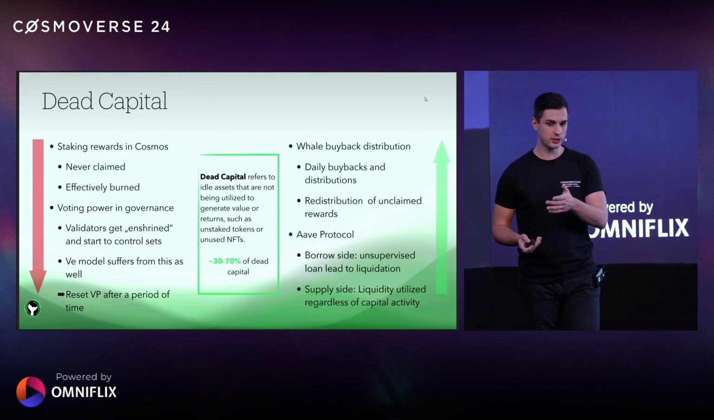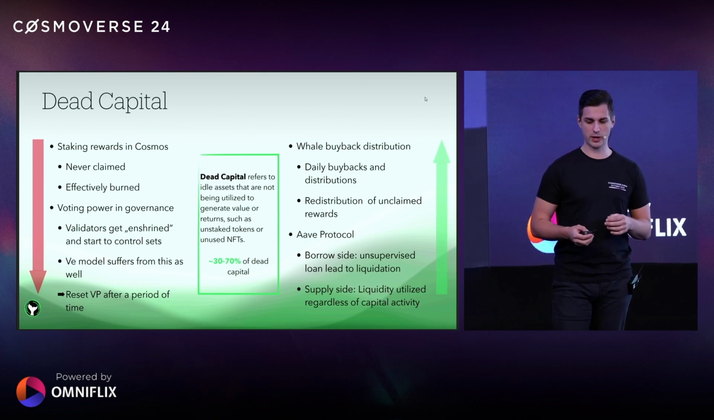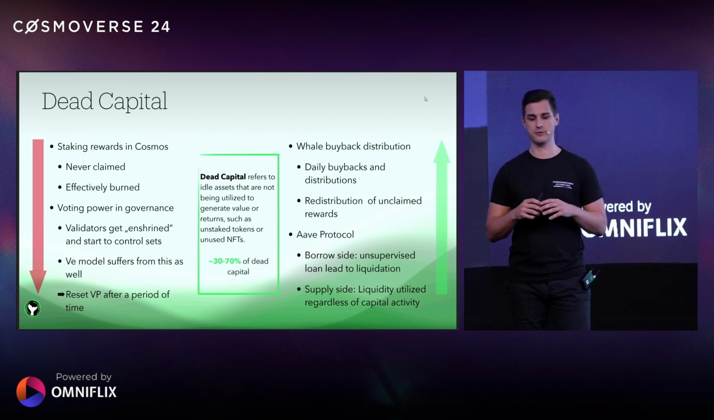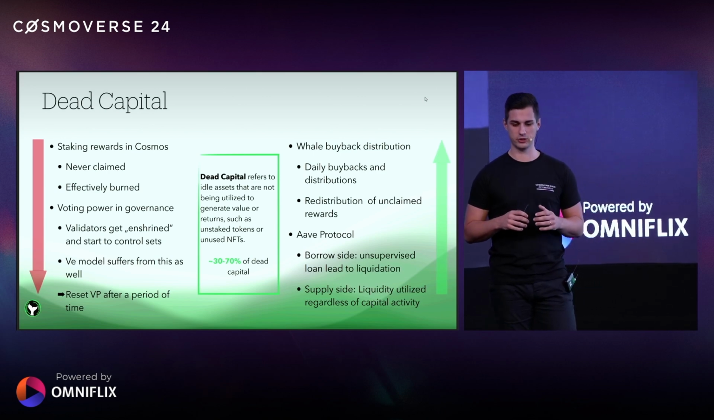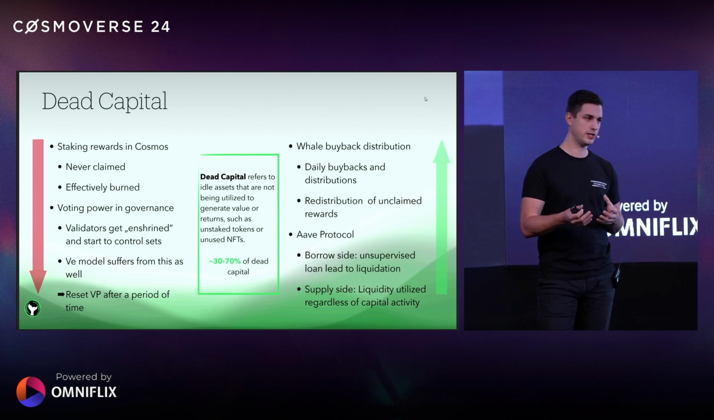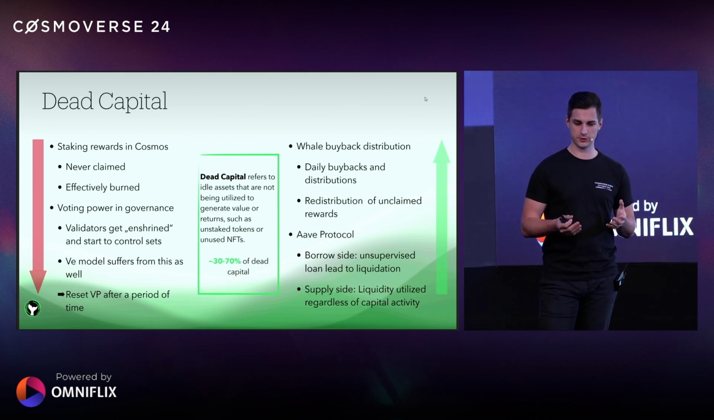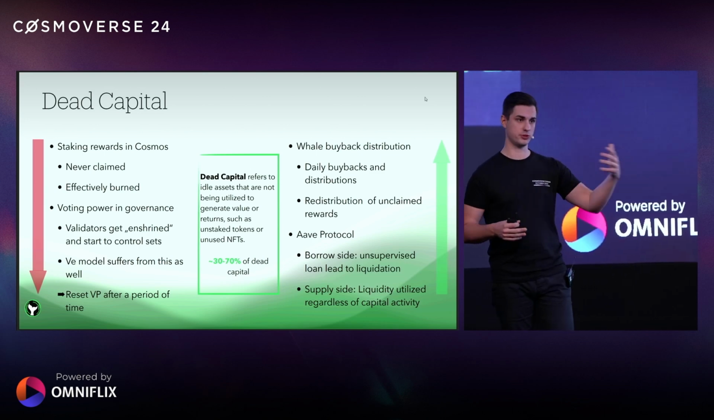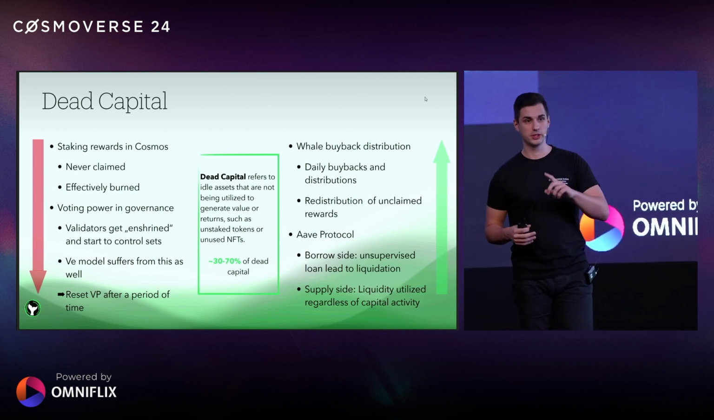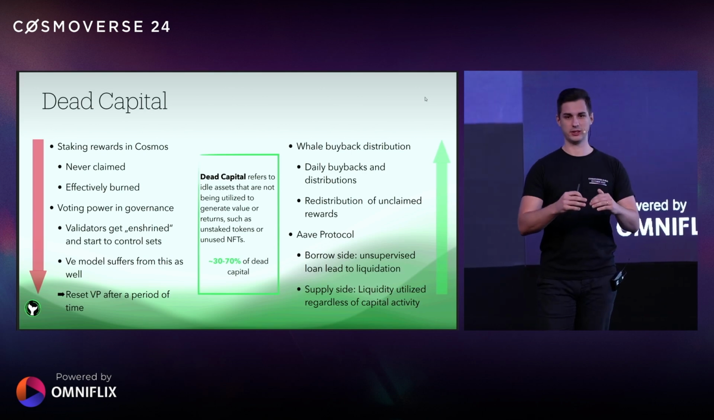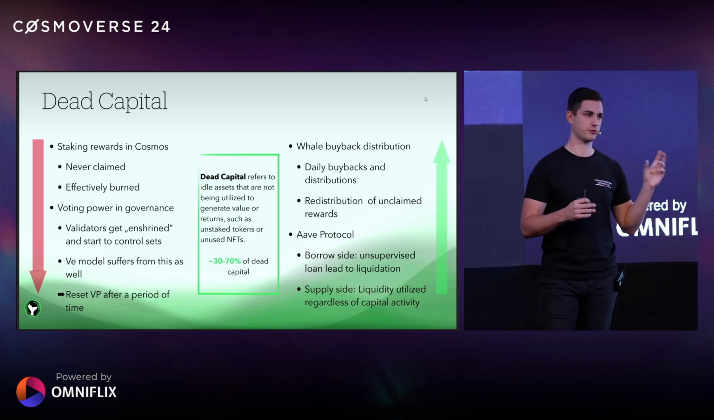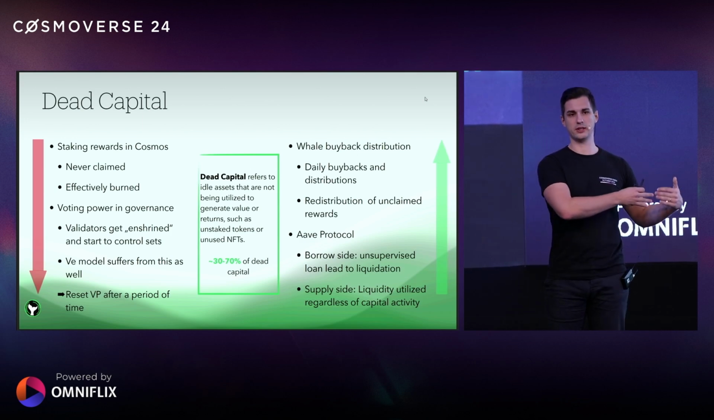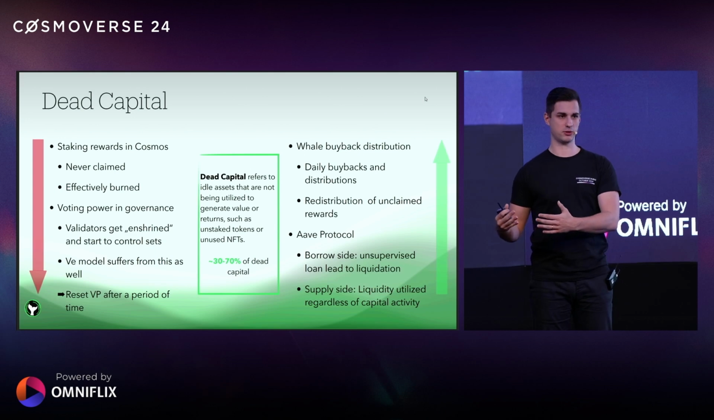A good example here in the Cosmos is from the White Whale protocol. The White Whale protocol is a cross-chain exchange that is live on, I think by now, 10 different chains. And it generates fees from various products, and it uses them to perform daily buybacks and distributes them to stakers. However, if you're not claiming your tokens in a period of 21 days, then your rewards will be forfeited and passed forward into the next epoch.